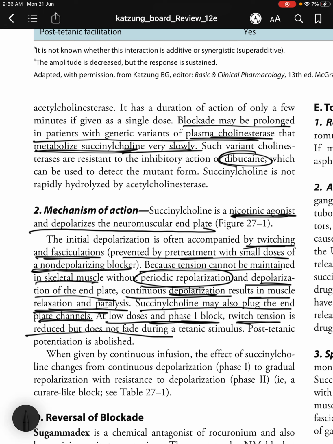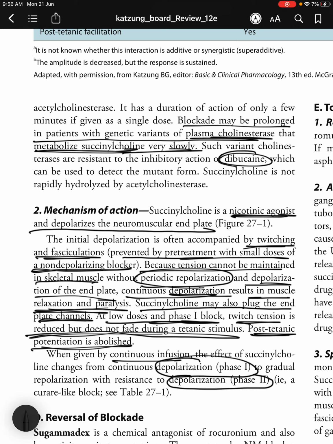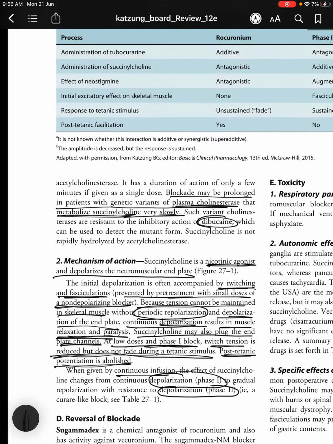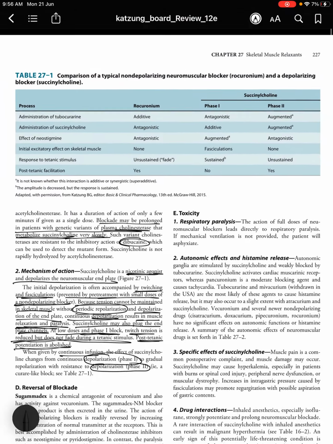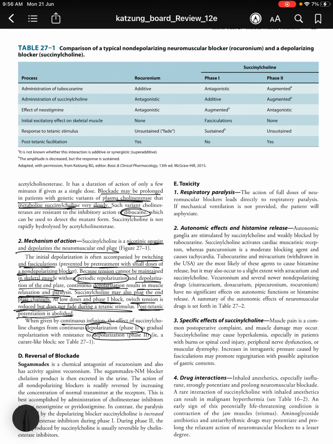So at low doses and phase 1 block, twitch tension is reduced but does not fade during a tetanic stimulus. Post-tetanic potentiation is abolished. So when given by continuous infusion, the effect of succinylcholine changes from continuous depolarization, or phase 1, to gradual repolarization with resistance to depolarization, phase 2. Okay, such as a curare-like block, as you can see in this table right here.